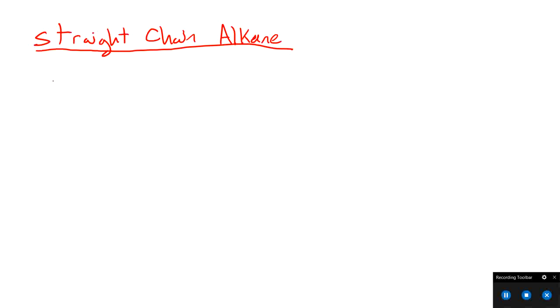The root word, like we saw before, can change depending on the number of carbons. The suffix for an alkane is ane. So the suffix for any alkane compound is ane. For example, let's draw the first few. We could have methane, where our root word is meth, meaning 1, and our suffix is ane, meaning it just contains carbon and hydrogen.